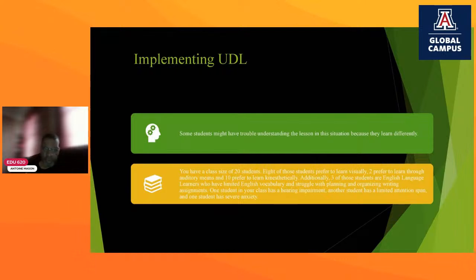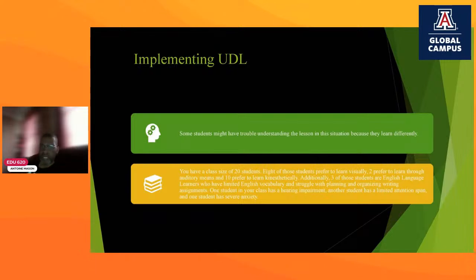I have 3 new kids who don't speak English well, so they might find writing assignments difficult. One kid can't hear very well, another has trouble paying attention a lot in the classroom, and one student is really worried about everything all the time. So this leads to multiple means of representation.